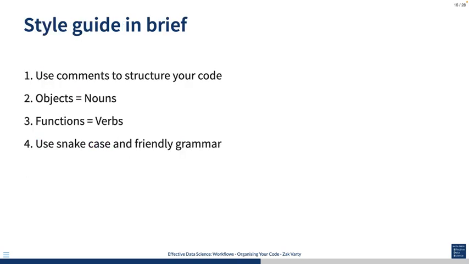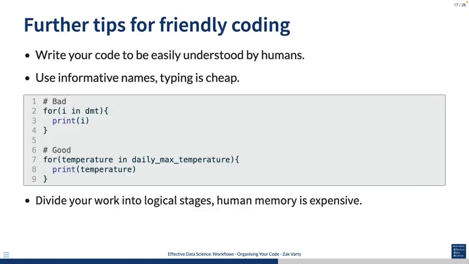So to summarize this style guide in brief, you want to be naming your objects as nouns, functions as verbs, and adding and using comments to explain the why of your code and give it additional structure. Finally, when you're coming up with all of these names, you want to be using snake case and using appropriate friendly grammar structures. So on top of these naming conventions, the R style guide gives a lot of other guidance on writing code in a way that is kind to future readers of that code. I'm not going to go into all of that guidance in this video, but the motivation for all of these can be boiled down into the following few points.